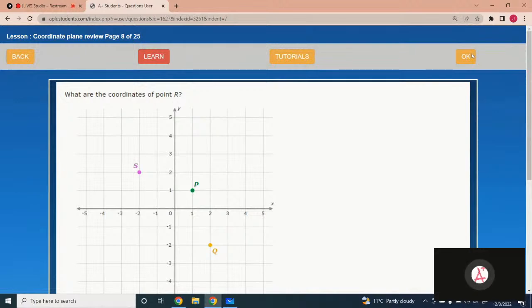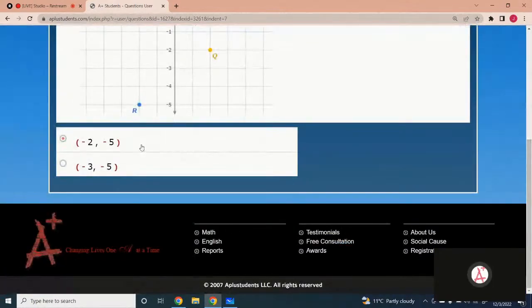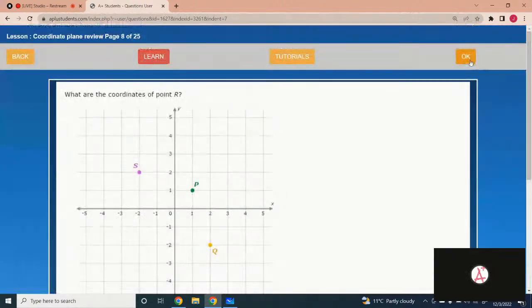What are the coordinates of point R? Okay, here is the point R. You have to look at the coordinates. Just match the R to the x-axis, it would be -2, and then match it to the y-axis, it would be -5. So -2 and -5. Got it? So select the correct option and then click on the OK button.